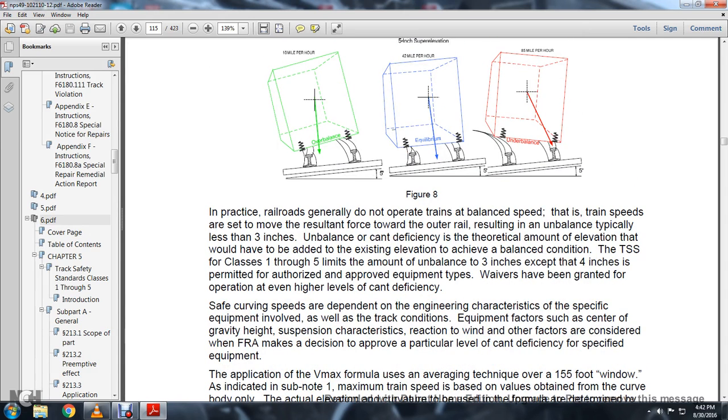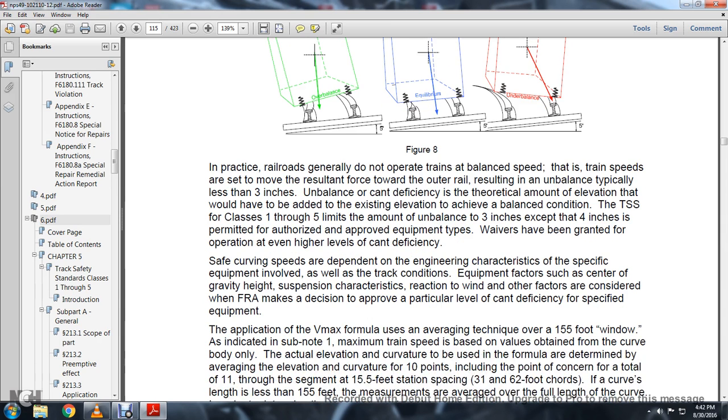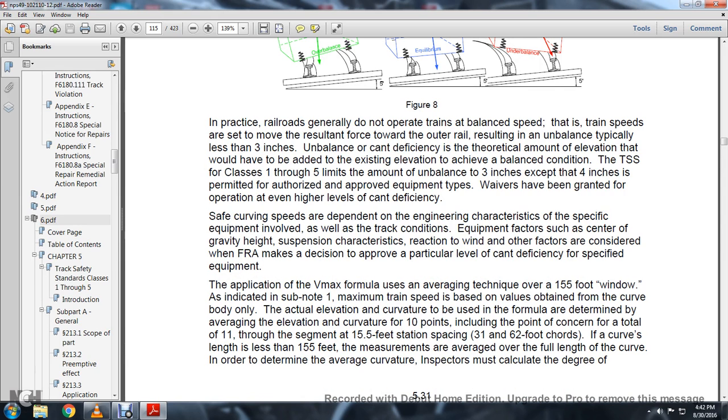In practice, railroads generally do not operate trains at balanced speed. That is, the train speed is set so the resultant force is toward the outer rail, resulting in unbalance, typically less than 3 inches. Unbalanced, or cant deficiency, is the theoretical amount of elevation that would have to be added to the existing elevation to achieve the balanced condition. The track safety standards for classes 1 through 5 limit the unbalance to 3 inches, except for 4 inches permitted with FRA approval. For some equipment types, waivers have been granted for operation at even higher levels of cant deficiency.